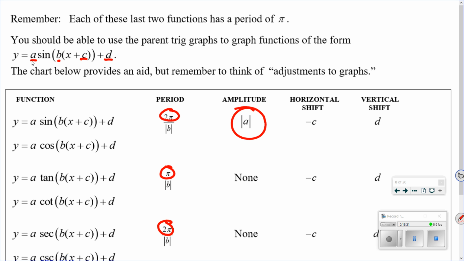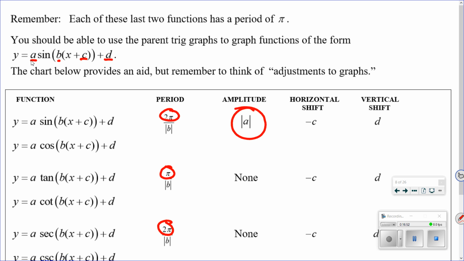So if you look on here, like the amplitude, it does mention there's none for the tangent, cotangent, secant, cosecant. So most of these transformations are the same. We're using a little bit different terminology. We're using period for the horizontal compression, squeeze or stretch, and we're using amplitude for the vertical stretch or compression on the sine and cosine.